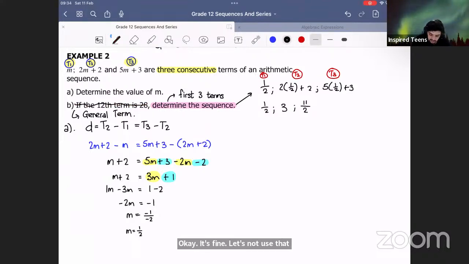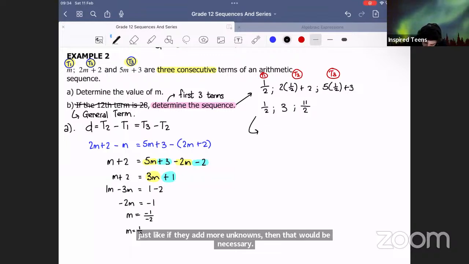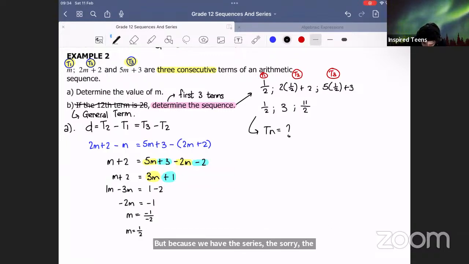Yeah, that was unnecessary. If they had more unknowns, then it would have been necessary. But because we have the sequence, we can simply use the sequence to determine Tn. Remember the steps to determining Tn: you need A, the first term, and you need D, the difference, both of which we have. A is 1/2.